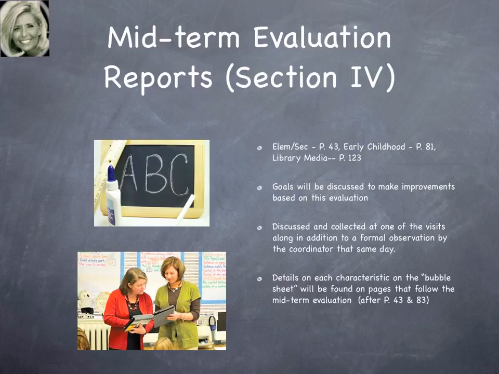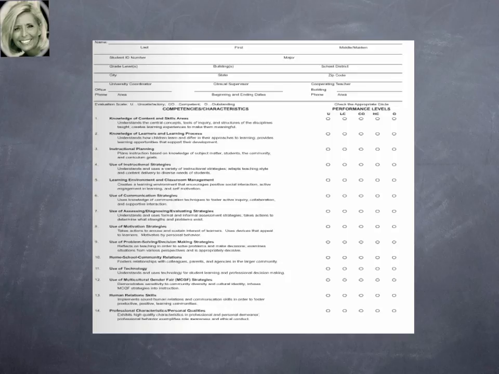At the midterm evaluation, goals will be discussed for the student teacher to make improvements based on this evaluation, and the coordinator then will also collect this observation form. I want to remind you that the forms can also be accessed electronically on the UNI website as well. Details on each of the characteristics are also found on the bubble sheet, and that's what you see right here.